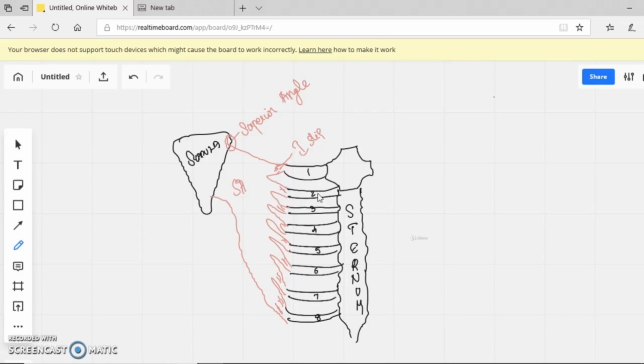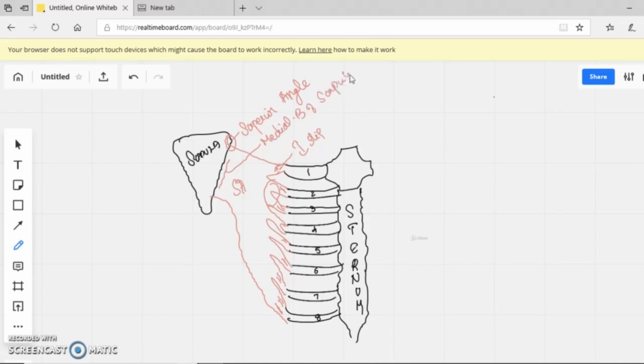Remaining, we are going to take the second and third slip. So this second and third slip is getting inserted into the medial border. So this is the part where the insertion of the second and third slip is going to happen. So this is fully on the medial border of the scapula.